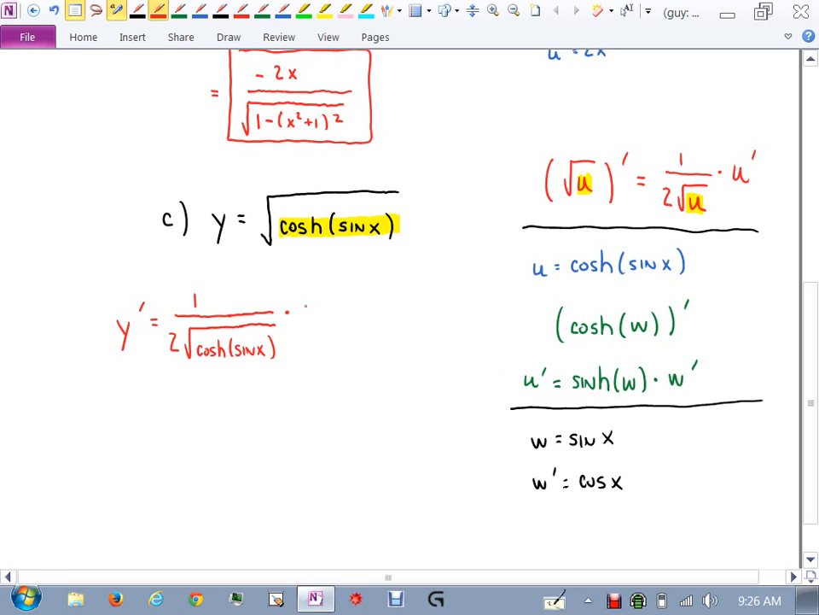It's sine hyperbolic of w, but w was sine x. But then times w prime, which is cosine x. And that's pretty much it. I mean, you could put the sine hyperbolic sine x times cosine x, you could put it all on top up here, but it would mean the same thing.